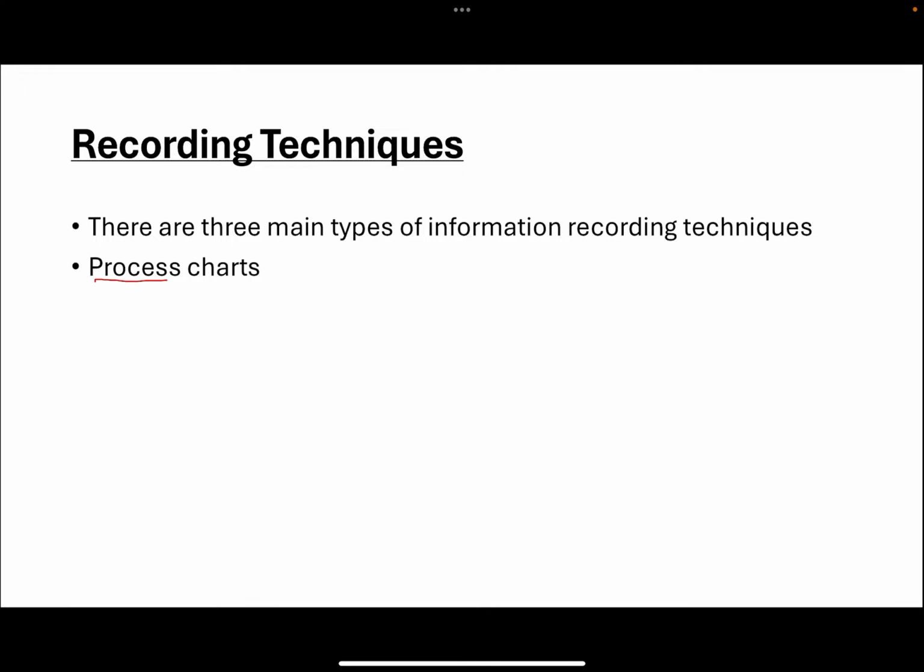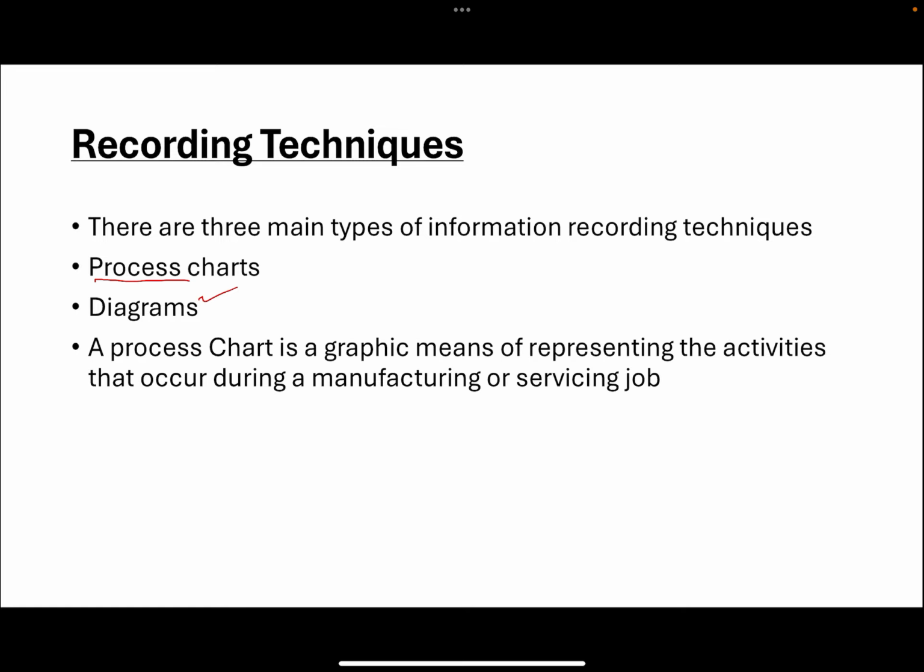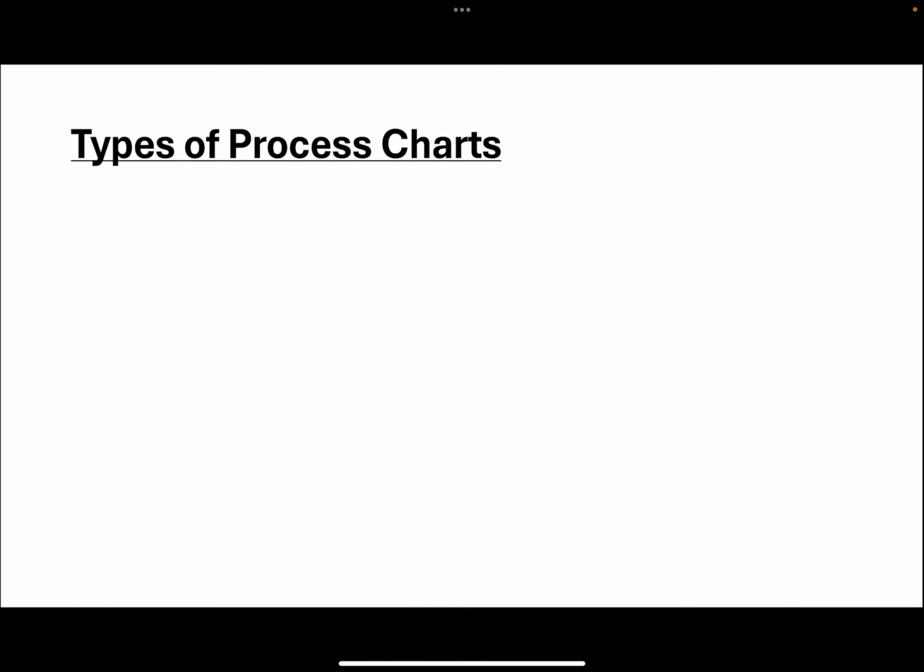Okay, so let us see what the different recording techniques currently in practice are. First one is the process charts. Then you have the diagrams. So these are the two important types. A process chart is a graphical means of representing the activities that occur during a manufacturing or service job, which we will study in the subsequent lectures, on how to draw a process chart. This is a graphical method. That means using the symbols, you can see how the job is being done.